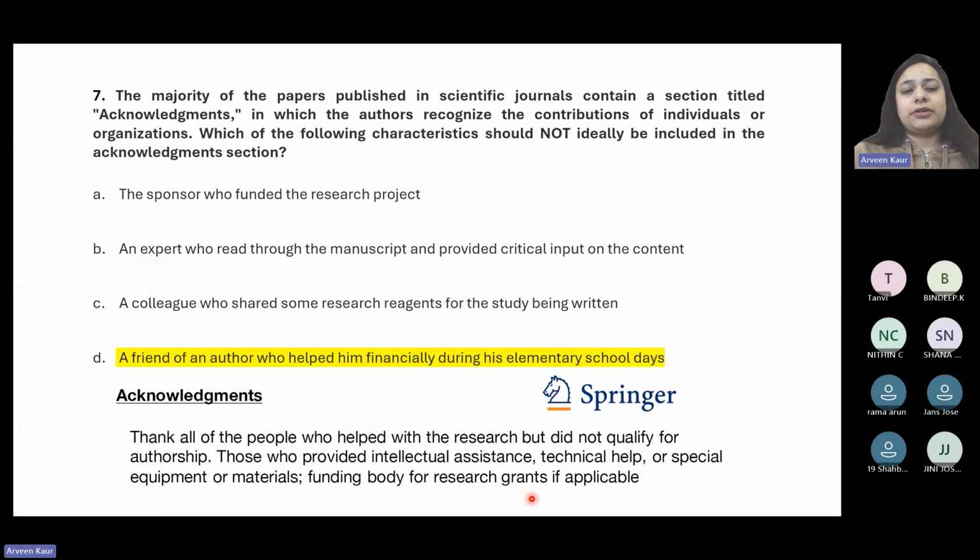Whenever papers are submitted, in the acknowledgement section the funding agencies of all the authors are actually mentioned, right? Because they have actually funded either the research or the researchers, right? So it should always be mentioned.